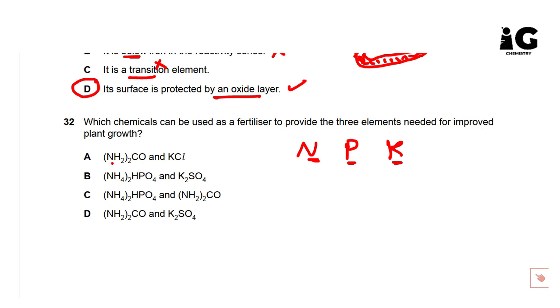So letter A, here we have N, and this is K. This second one, N, P, K, so this is better. So this is N, P, N, so no K, and again here is N, here is K. So the best one contains three elements. We see, guys, here this is P. Here we have nitrogen, we have phosphorus, and we have potassium.